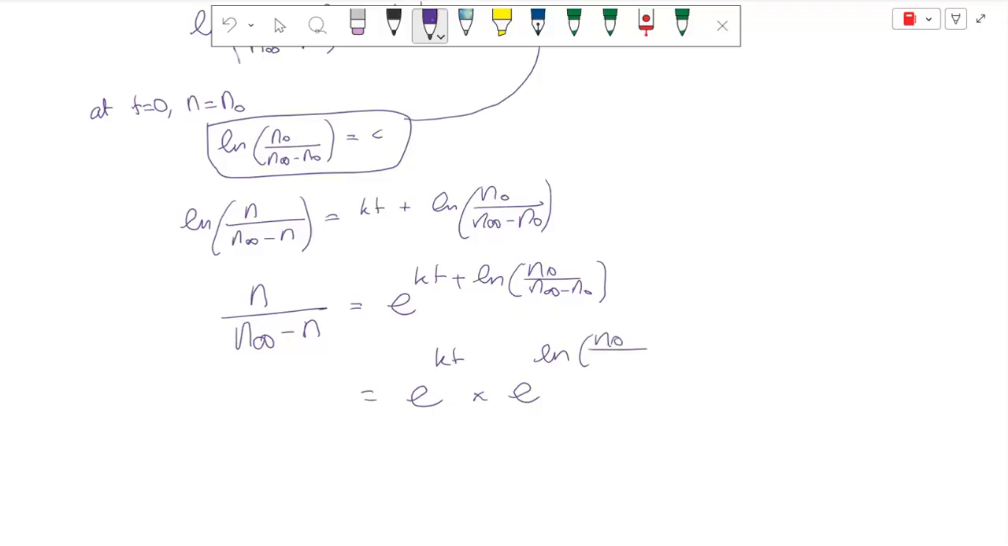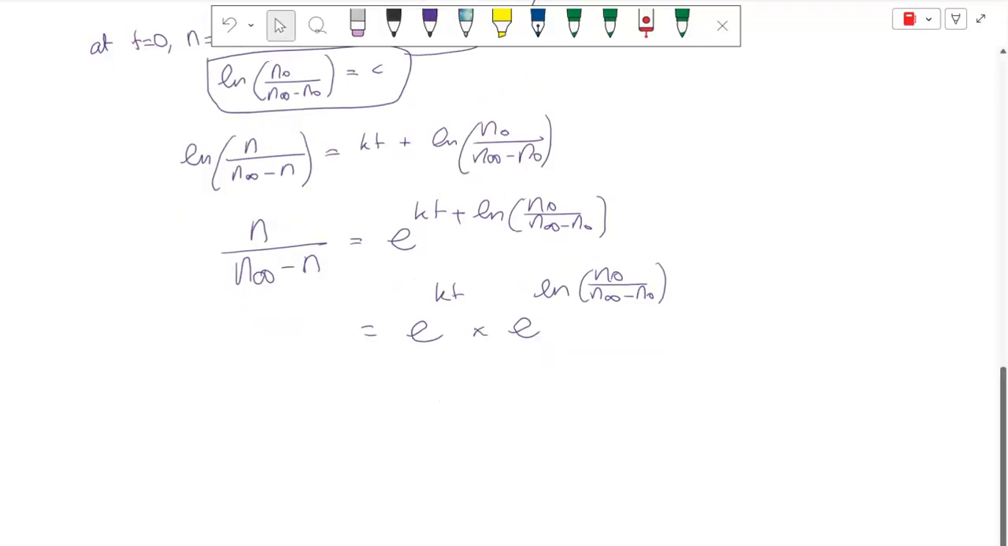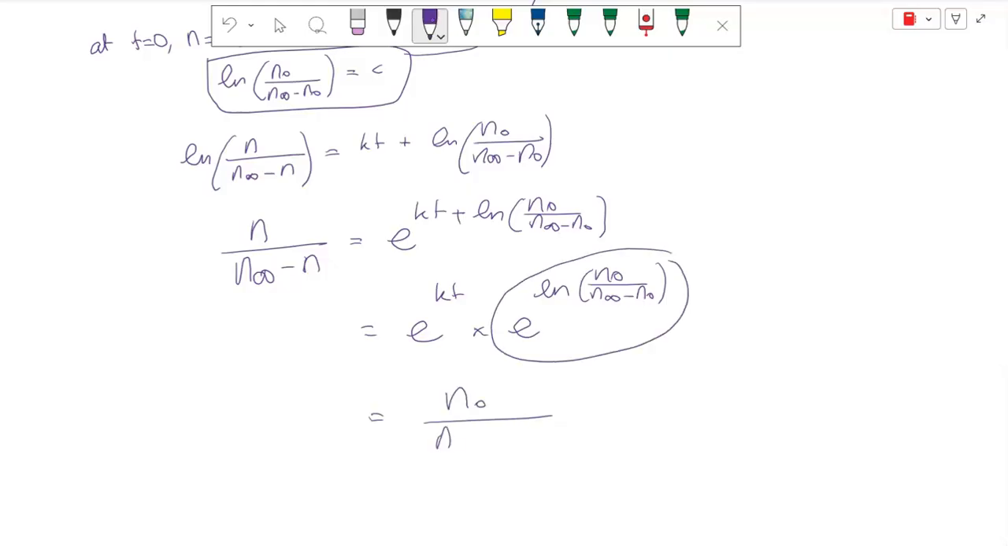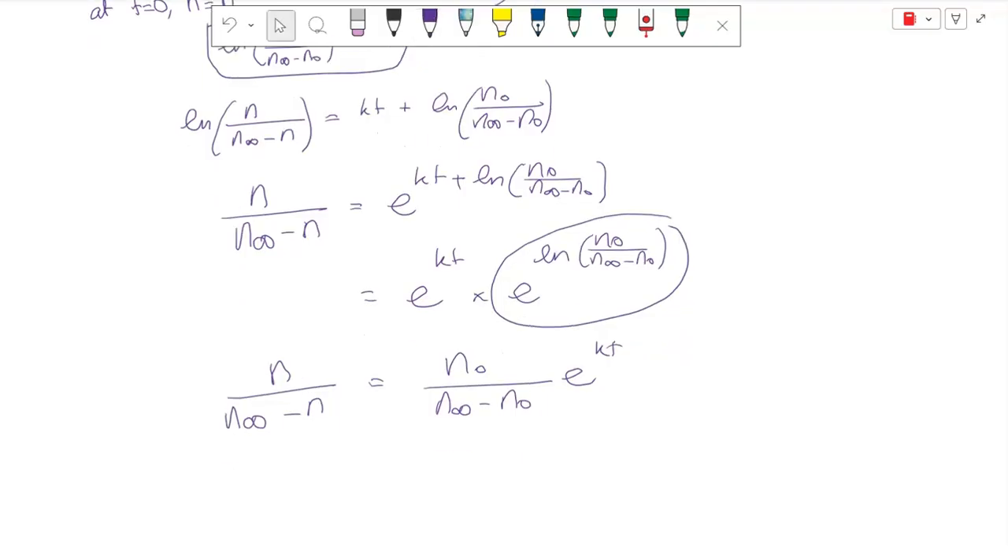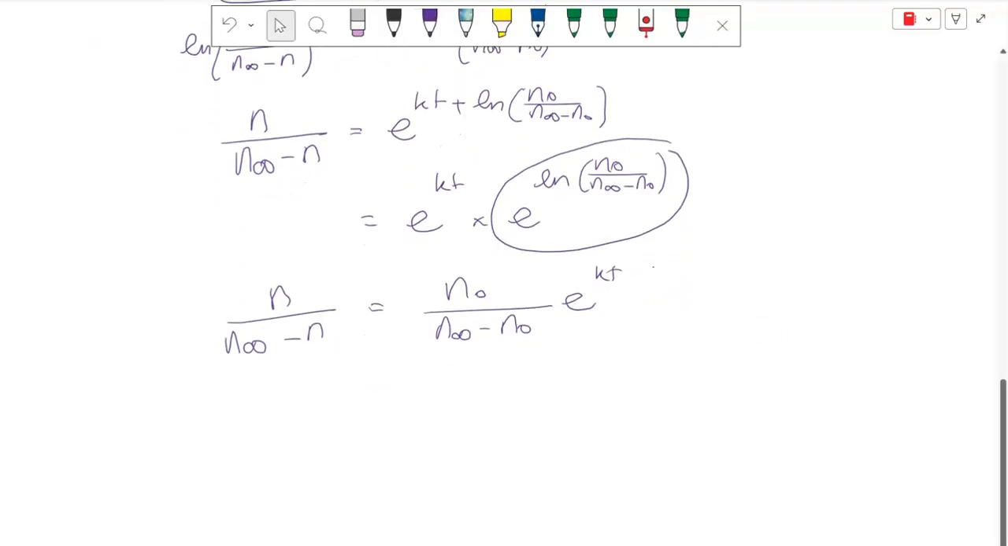I'm doing extra steps in here because there'll be some of you watching who are rusty on that, right? If you are, you need to go over your Merit Level 3 integration work. This part here is going to become N naught over N infinity minus N naught times e to the kt. And here we've got N over N infinity minus N. So just doing a little bit of rearranging. What do we get now?